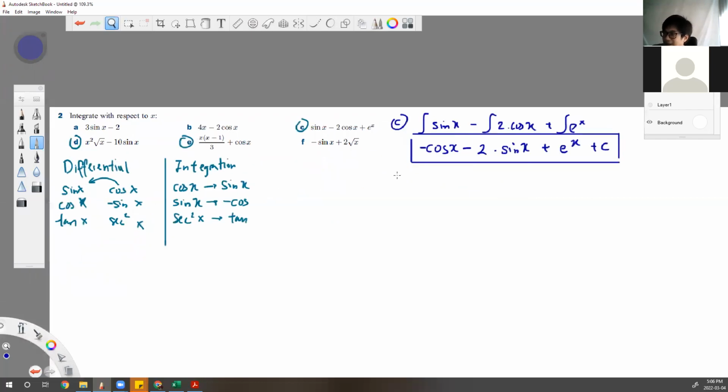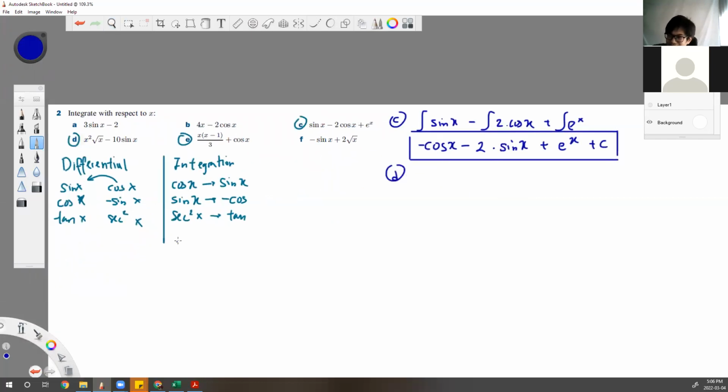Now D. For question D, I forgot to put the simplest thing ever. The integration of x power n is x power n plus 1 over n plus 1. This is what I usually do. Don't forget to add plus c. If I integrate x power n, you can choose either top or bottom, it's the same.